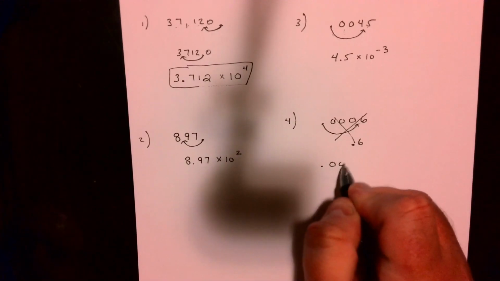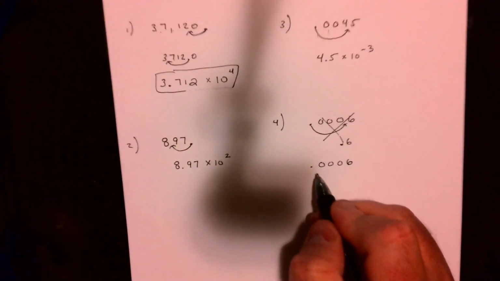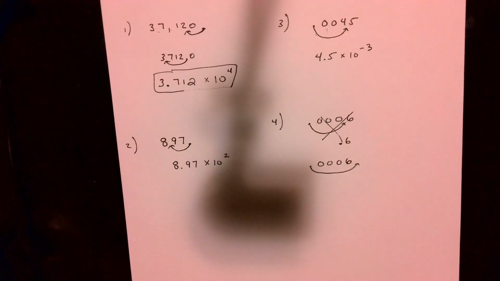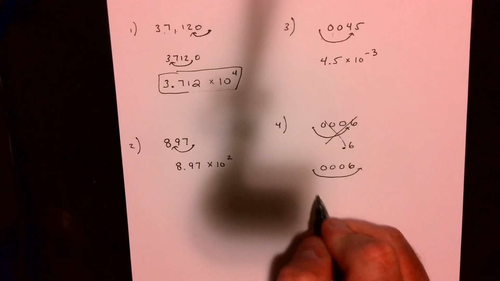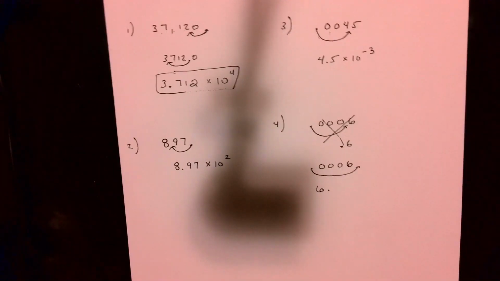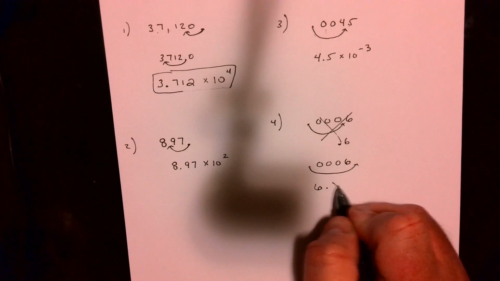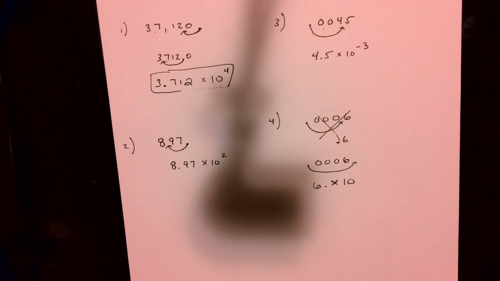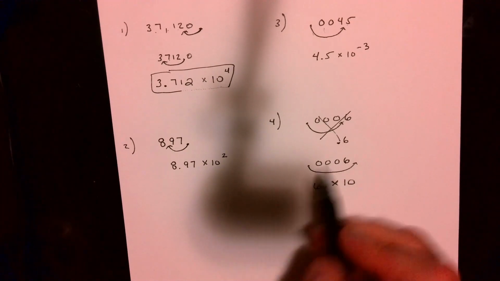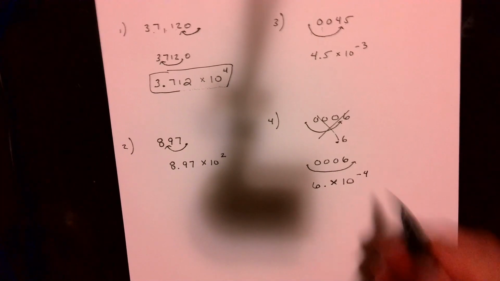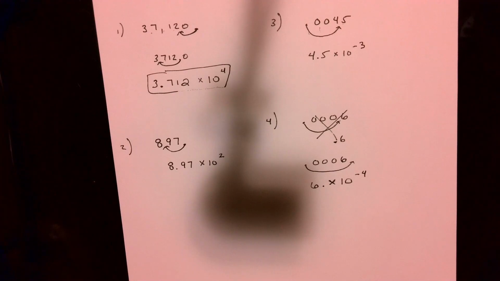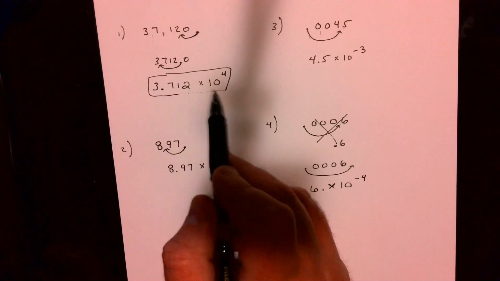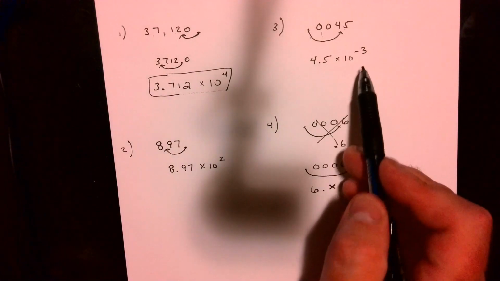If it was 0.0006, that decimal needs to move from there clear behind the 6. And so technically you're getting 6.0. So 6 is between 1 and 10. So 6 times 10 raised to the negative 4th power. We moved it 4 times to the right. So once again, if it's a big number, positive exponent; small number, negative exponent.